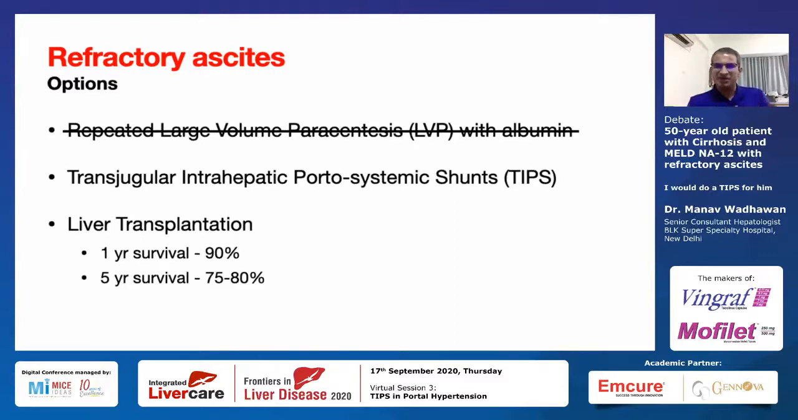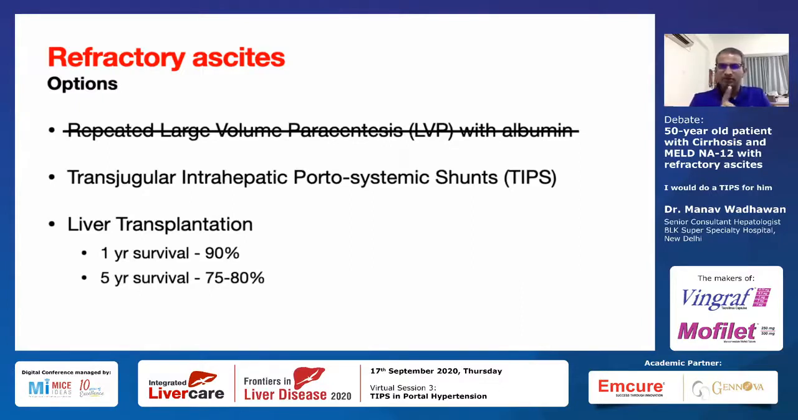So let's see where you support and where you vote. With a transplant, what are you looking at? You are looking at a 1-year survival of 90% and a 5-year survival at best of 75 to 80%. That's what we are looking at. We all agree on that. So let's see what TIPS gives us in this group of patients.